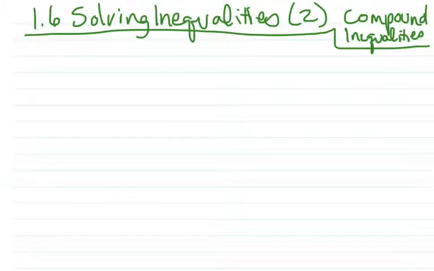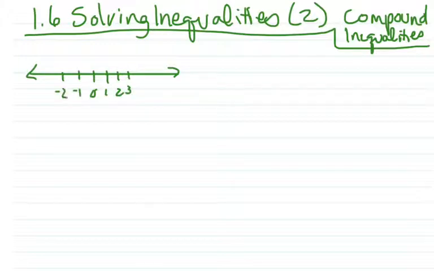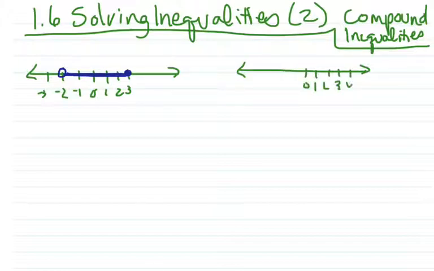Part 2 of solving inequalities. This time it's going to be compound inequalities, two-part inequalities. So let's look at a couple number lines. We've got one that has a chunk in the middle shaded, and then we've got another one that has two parts of it shaded.